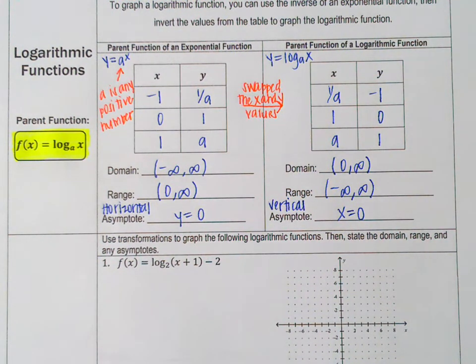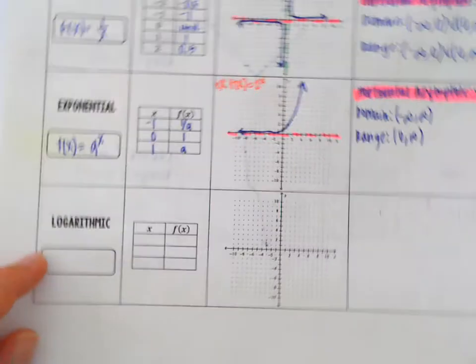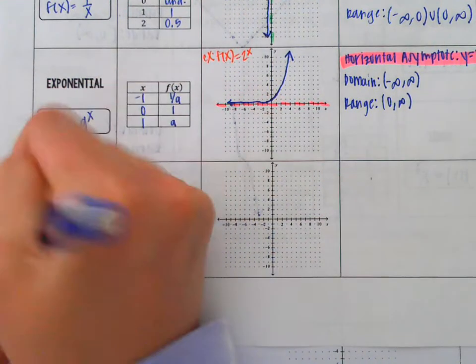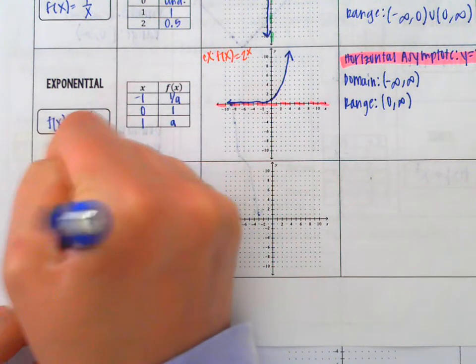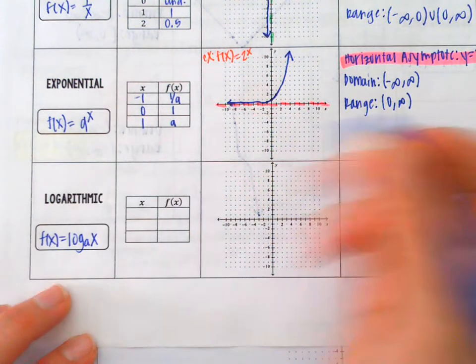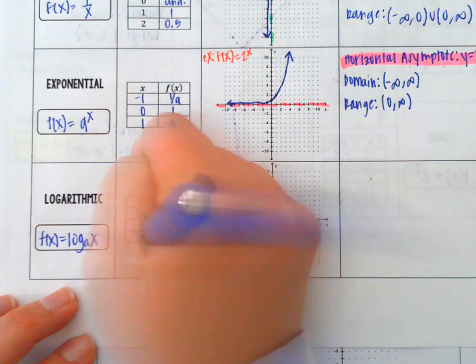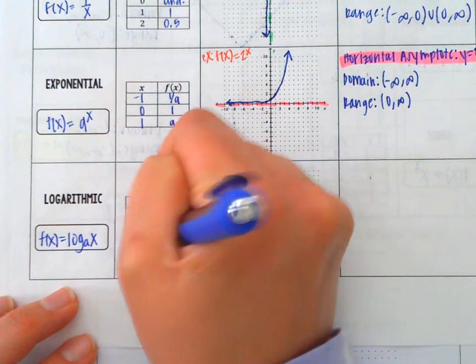Okay, so let's get into graphing. But before we actually get into the examples, what I wanted to do is add the logarithmic to our parent function table. So we are going to get our parent function table. If you don't have your parent function table, pause and grab it, or just follow along with what I'm doing. So our logarithmic parent function is going to be f of x equals log base a of x, where x is 1 over a, 1, and a, and then my x values are -1, 0, and 1.